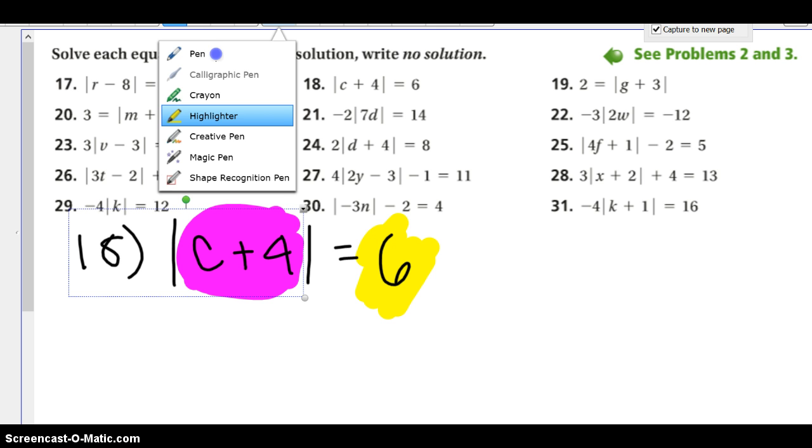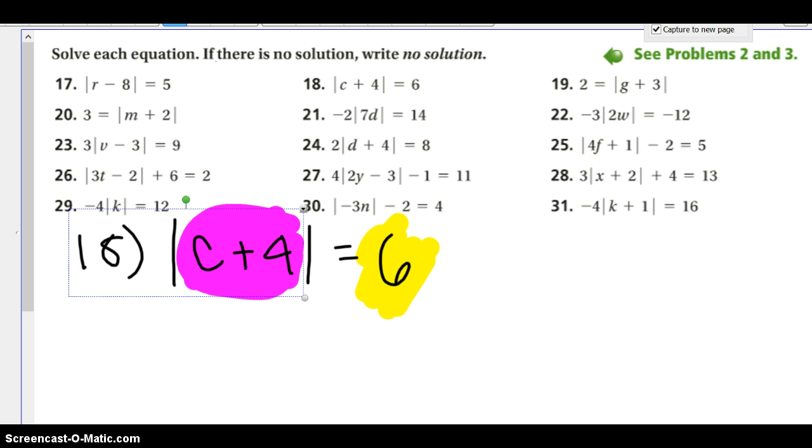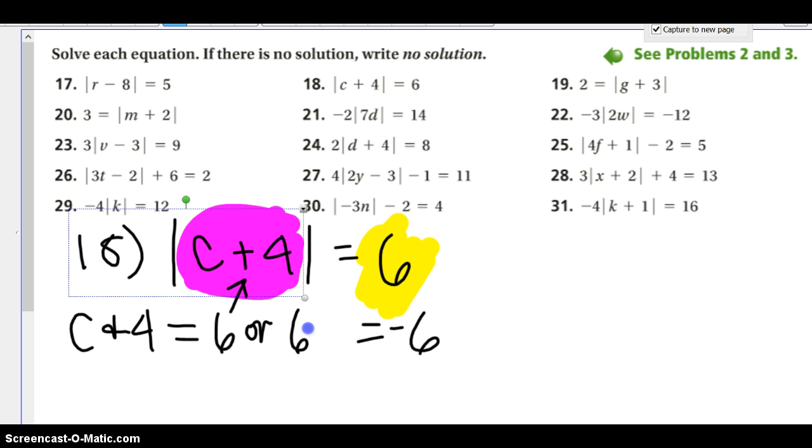Well, there are two different ways that you can get an absolute value equal to 6. Either the thing inside, so the pink, can be 6, or the pink part can be negative 6. So again, this pink part can be positive or negative. The yellow part has to be positive. Okay, so what's in the pink? Now I take off the absolute value and just say, okay, c plus 4 has to be 6, or c plus 4 could be negative 6.